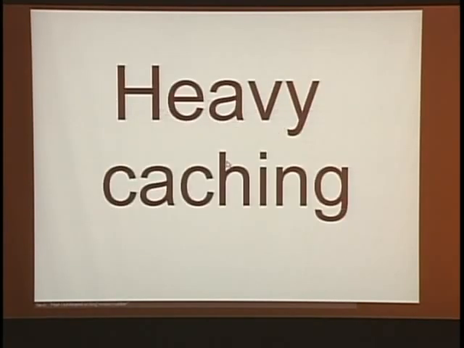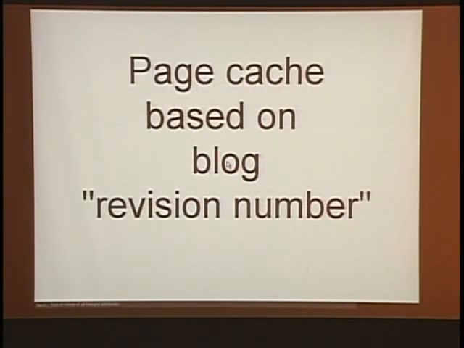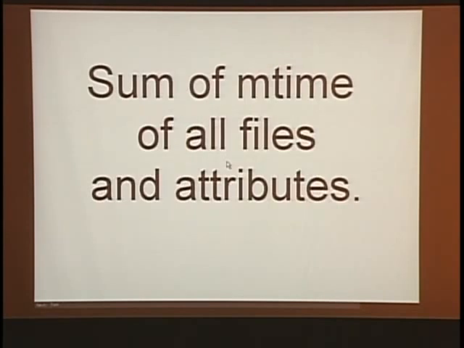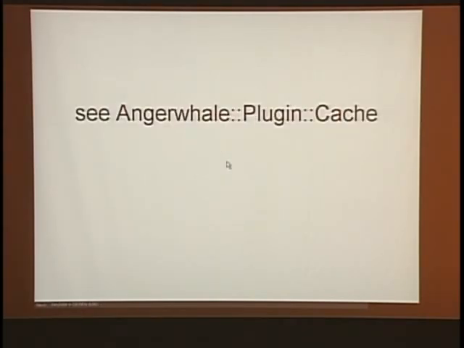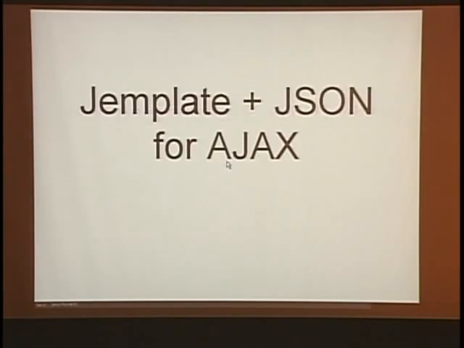That's pretty cool. So I do heavy caching. Every time you post, you increment the blog revision number, which is actually the sum of the mtime of all the files. It's very fast to calculate. You can see the code in Angerwhale::Plugin::Cache. It totally speeds up my site. I can do like 30 requests a second as opposed to like 4 without the caching.